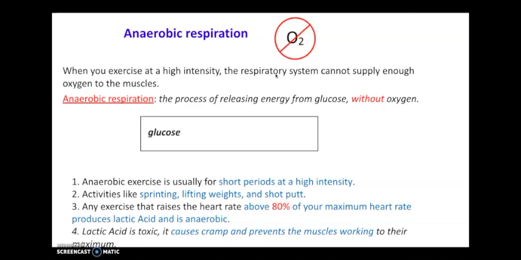So there is an equation for anaerobic respiration. It's the use of glucose, which gives energy and creates lactic acid as its waste product. So that colourless toxic acid is the waste product from anaerobic respiration.